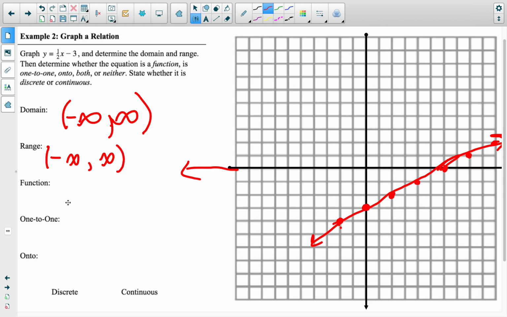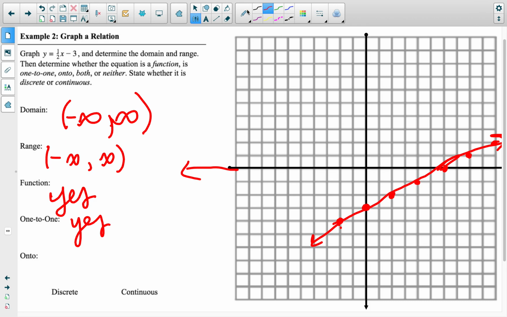Is this a function? Since we have a graph, we can ask if this passes the vertical line test. Meaning, is there any spot where the coordinates are being touched, like two spots on a vertical line? No, so we do have a function. Is this function one-to-one? Meaning, does each x go to exactly one y? Yes.